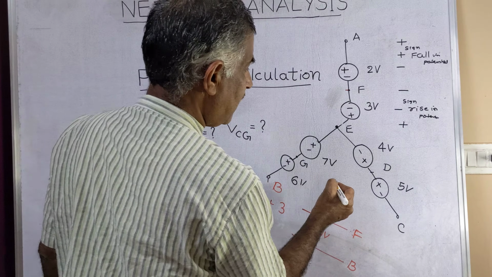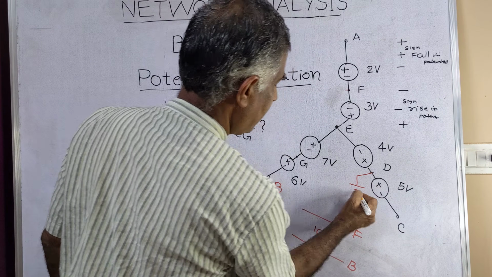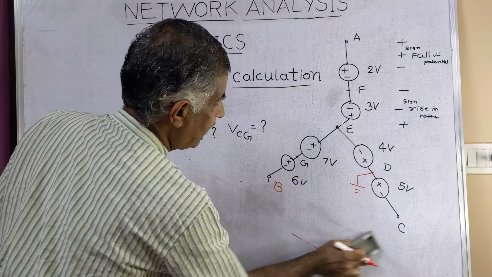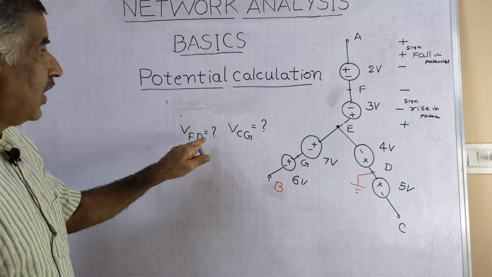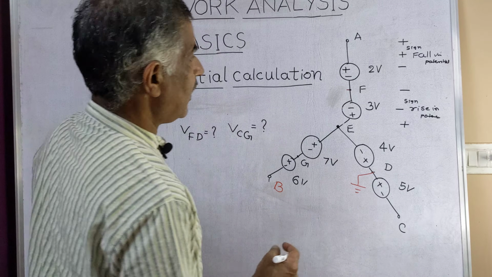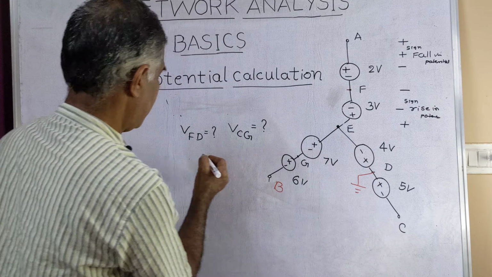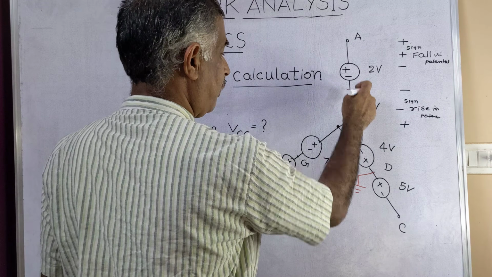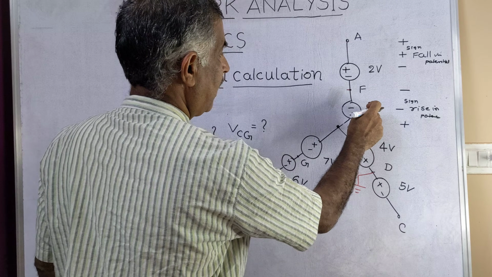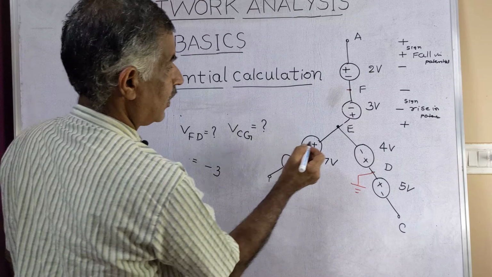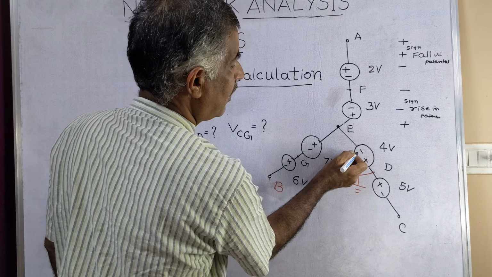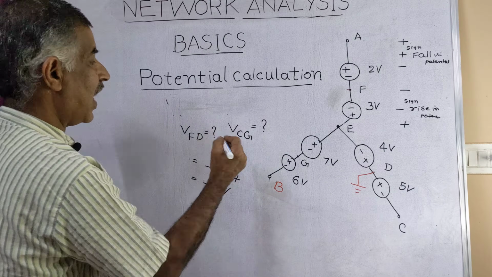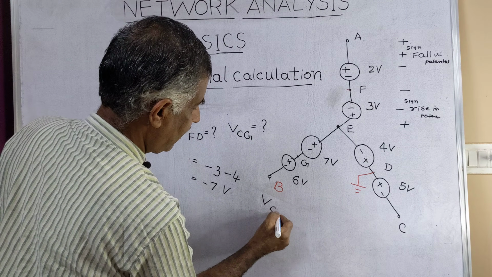VFD, D is ground. You travel from F to D: F to E, minus 3 volts. E to D, again rise in potential, minus 4. Therefore, minus 7 volts.